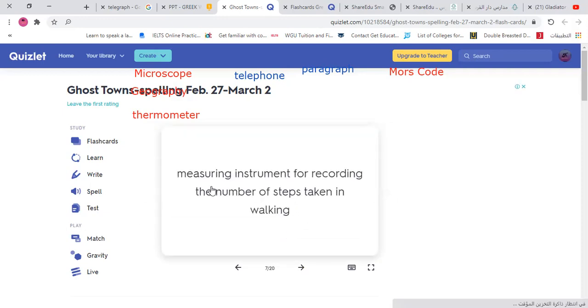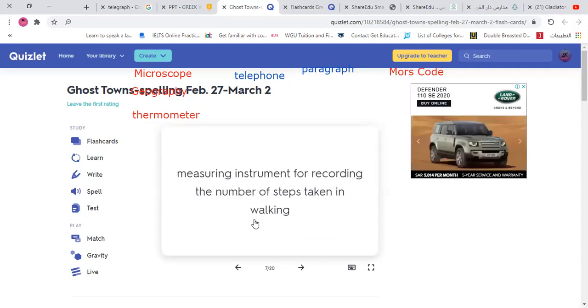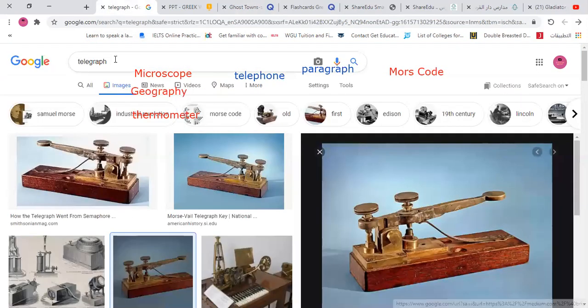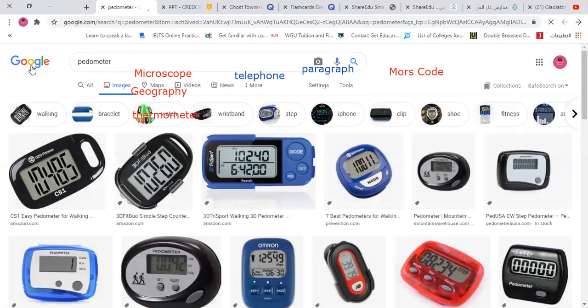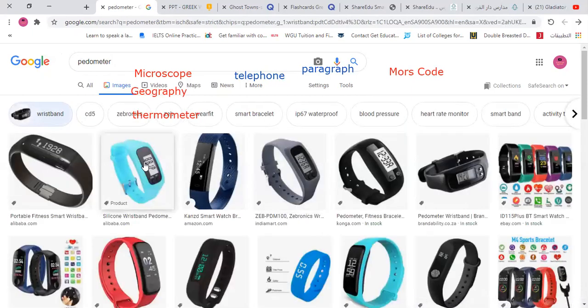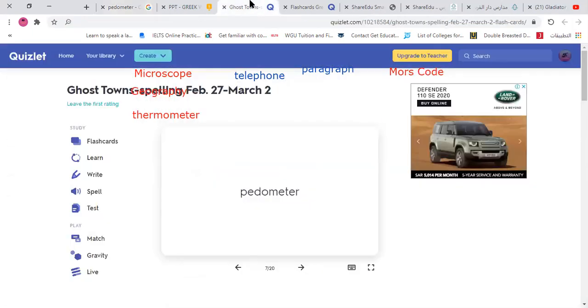Pedometer. Pedometer is a measuring instrument for recording the number of steps taken in walking. This is a pedometer. So the word meter here measures something, and the name of the device at the beginning will be different. For example, pedometer, thermometer, biometer. So the pedometer counts the steps. Right now we have a pedometer in our watch. You know the smart watches that we have? Like the Apple Watch? Yes, all of them have a pedometer because it counts the steps.